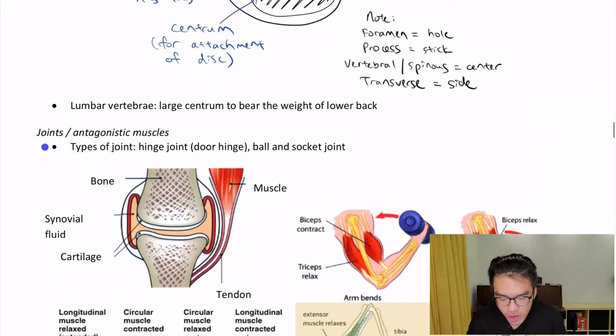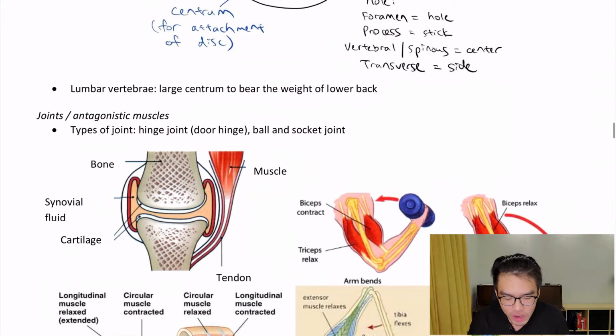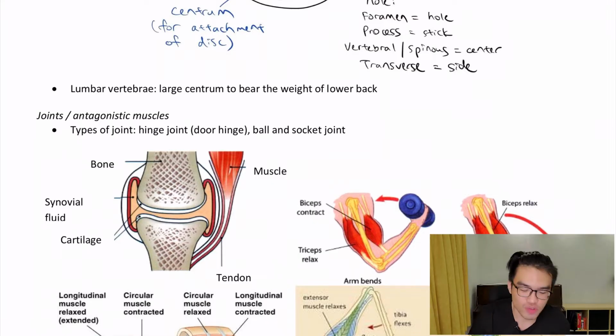Next, you have your joints and antagonistic muscle. I don't really want to talk too much about this because this is very straightforward. Your joint, you have 2 types. You have hinged joint, it's like your door, and then your ball and socket joint, which is like a ball and a socket. This is the most flexible joint.